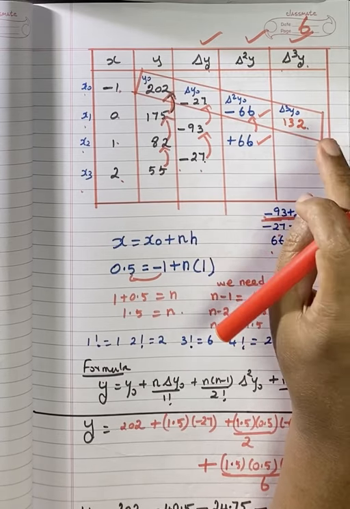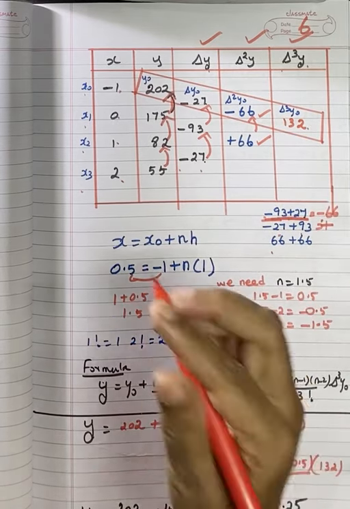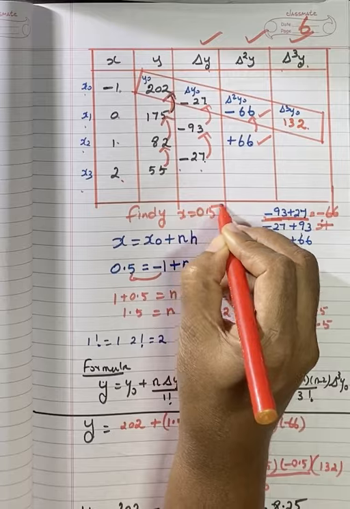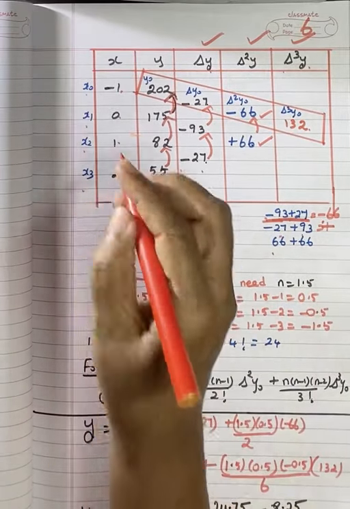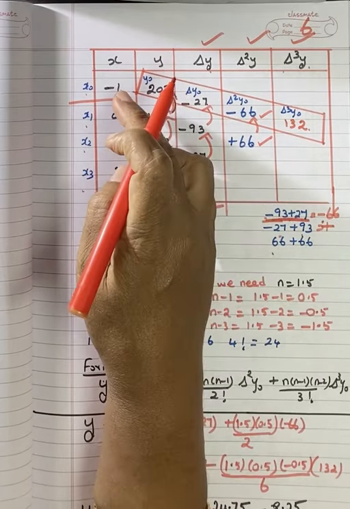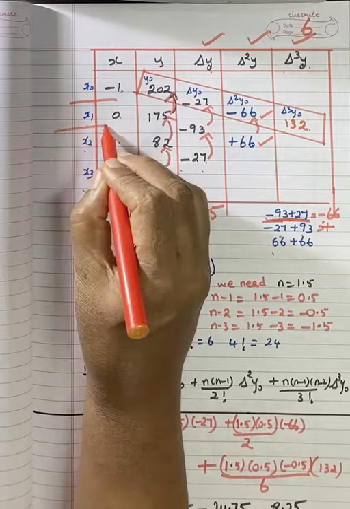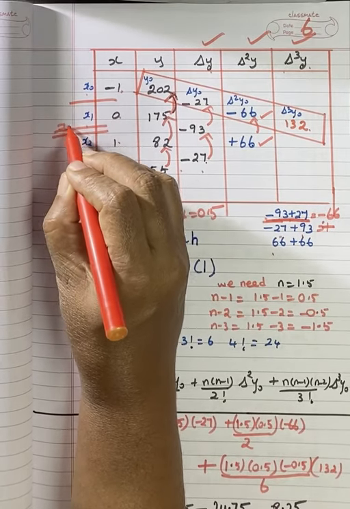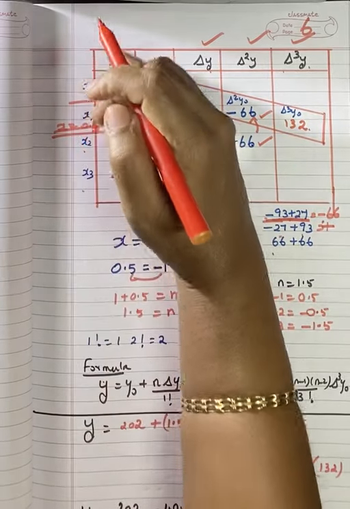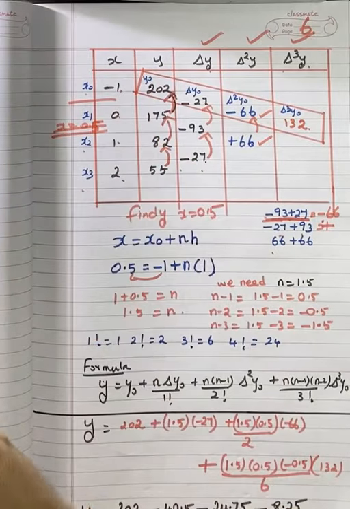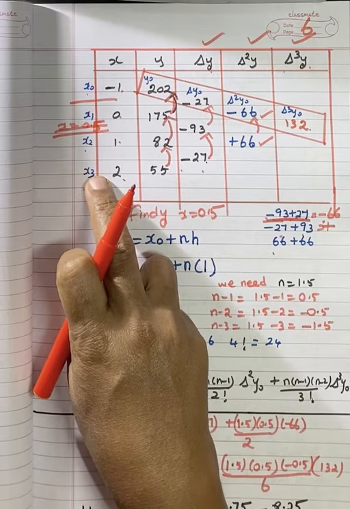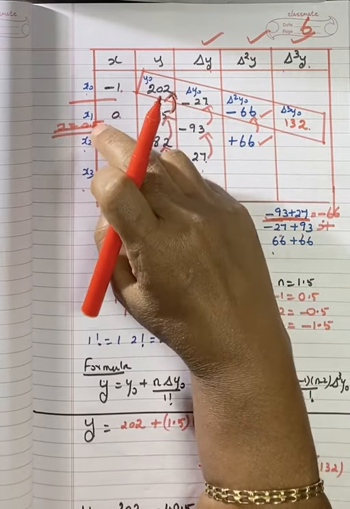For the forward formula, what are they asking us to find out? They are asking us to find out the y value. They have given x as 0.5. Where is 0.5? Between minus 1 and 0. 0.5 is here. It is in the beginning of x, so I use the forward formula. When x is 1.5, you use the backward formula. When x is middle or above the middle, you use the backward formula.